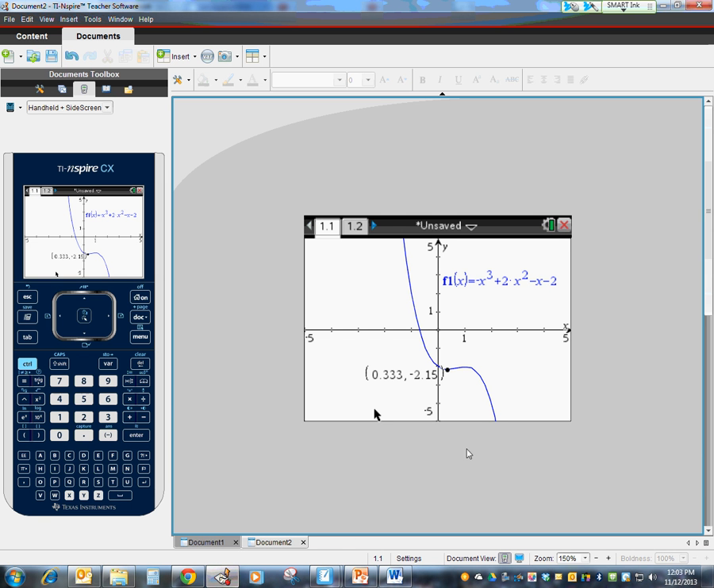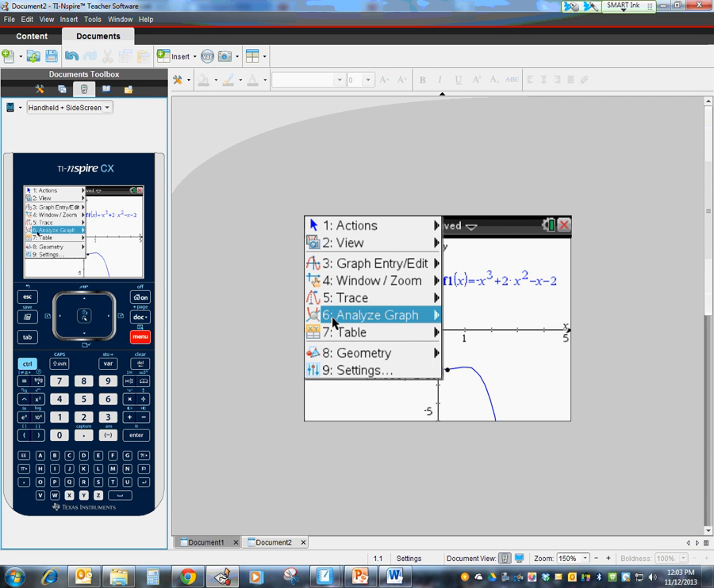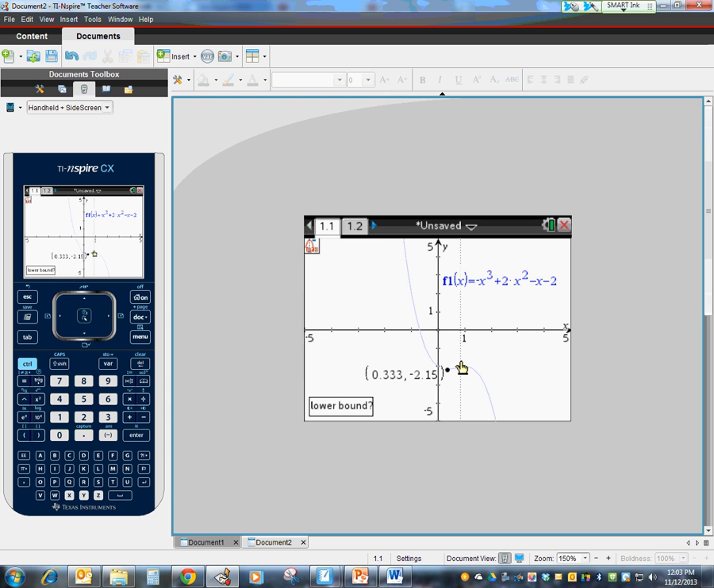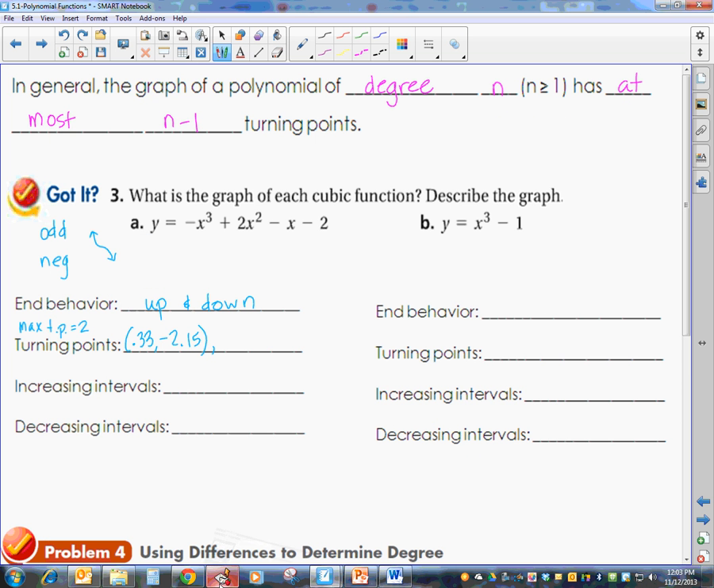Then I got to go back, and now I'm going to find this one, which looks like a relative max. So I analyze, I'm looking for a maximum, and I have to get the lower bound or left bound, upper bound or right bound, and here my maximum is 1 comma negative 2. So I'm going to put that point on there, 1, negative 2.